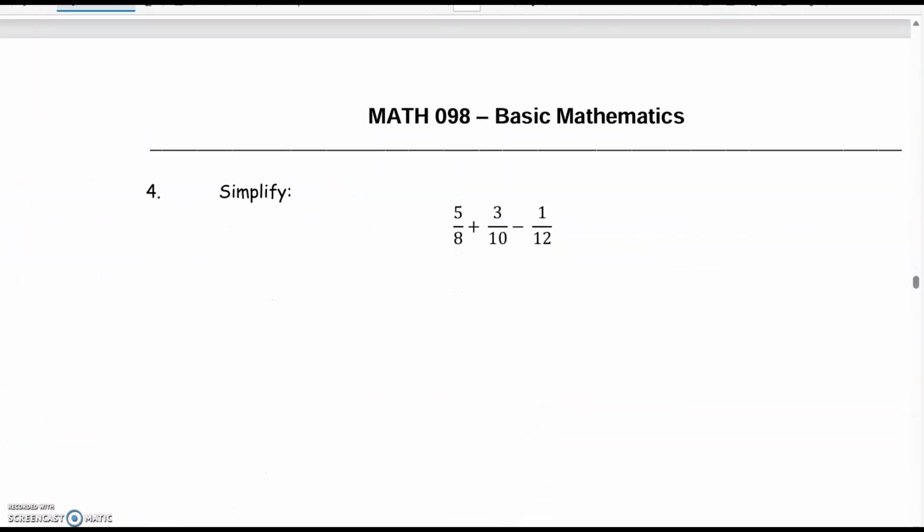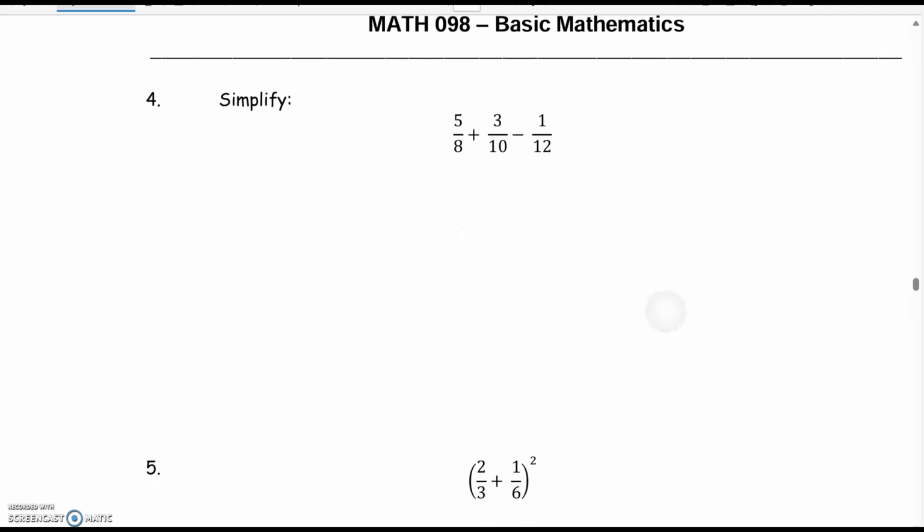Okay, 8, 10, and 12. So I'm going to do the prime factorization method. 8 is 2 times 2 times 2, so that's 2 cubed. 10 is 2 times 5, 2 to the 1 times 5 to the 1. 12 is 4 times 3. 4 is 2 squared times 3 to the 1. So do this carefully and make sure that you've factored these numbers completely.